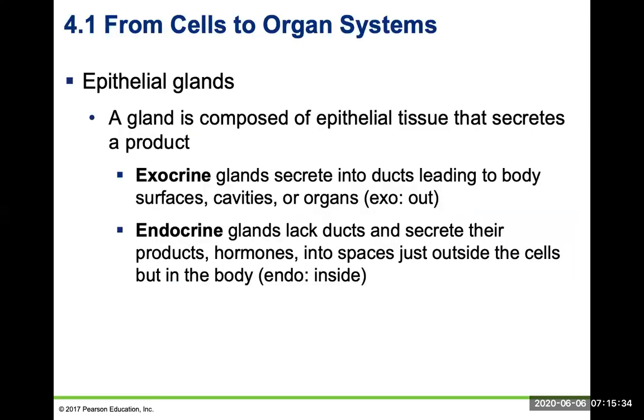Epithelial glands can be exocrine or endocrine, and the word exo means out and endo means inside. So exocrine glands use ducts to secrete their substances, leading to body surfaces, cavities, or organs, whereas endocrine glands don't have any ducts, and they secrete their products, hormones, into spaces just outside the cells, but in the body.